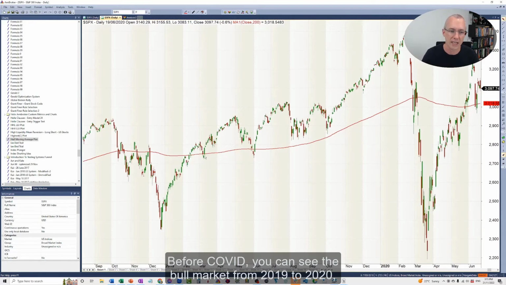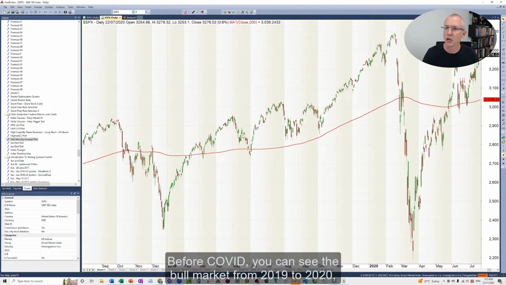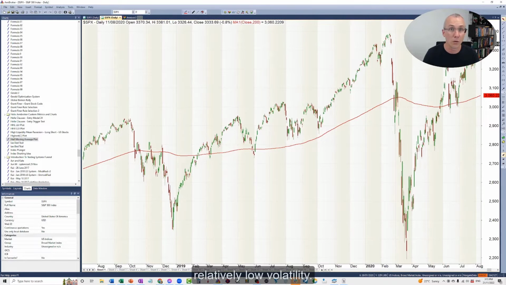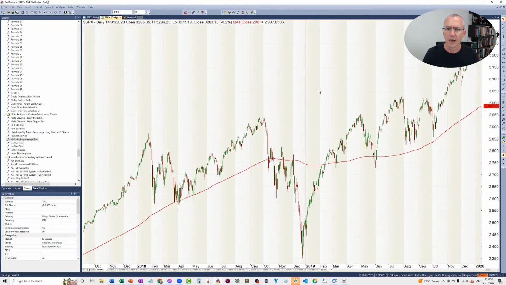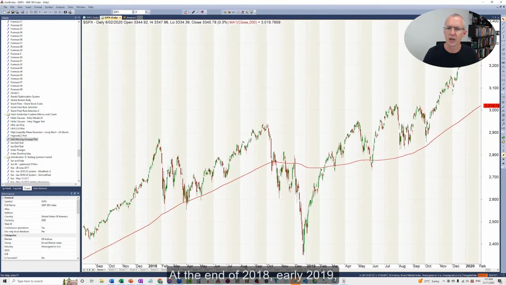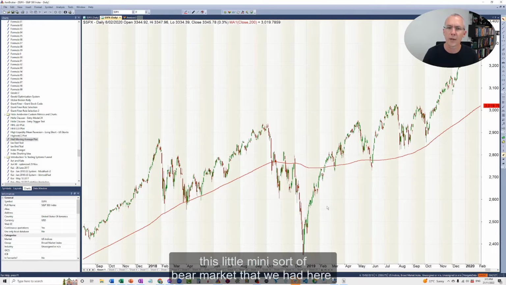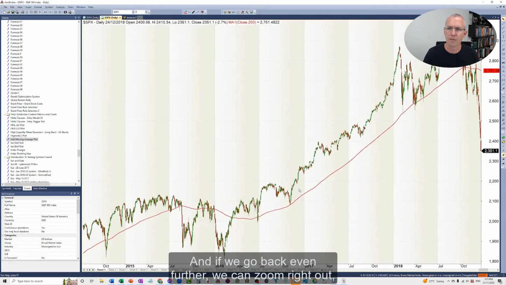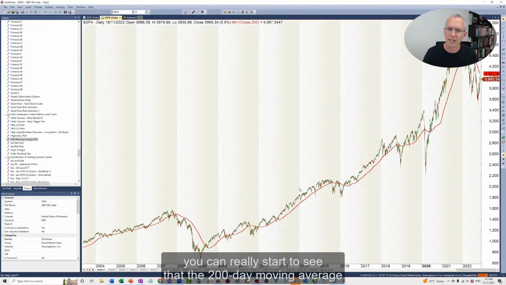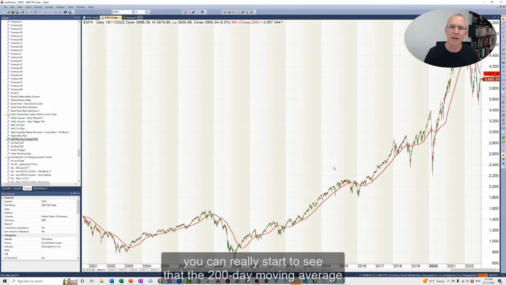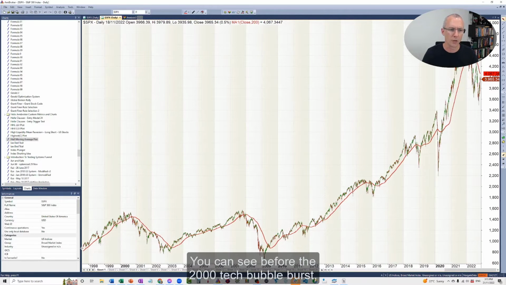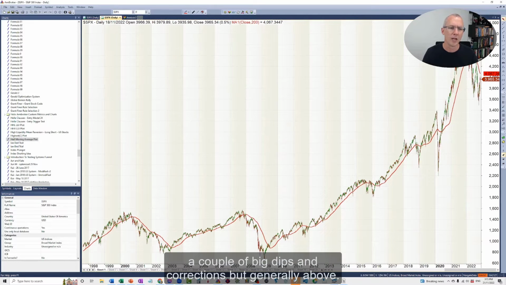Before COVID, you can see the bull market from 2019 to 2020. That was all above the 200-day moving average, relatively low volatility. At the end of 2018, early 2019, this little mini bear market that we had here, again, all below the 200-day moving average. And if we go back even further, we can zoom right out. You can really start to see that the 200-day moving average really separates the bulls from the bears. You can see before the 2000 tech bubble burst, the price was all above the 200-day moving average, a couple of big dips and corrections, but generally above.